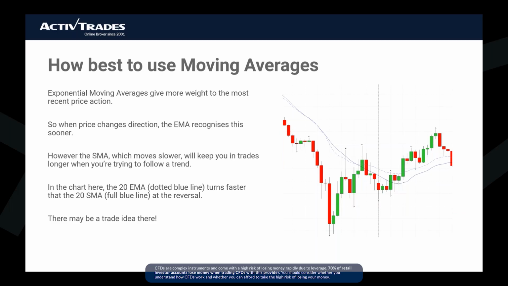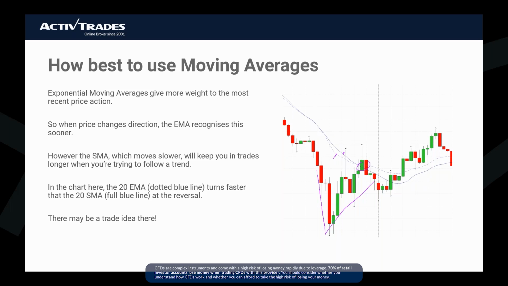All right. So in this simple chart here, I've got a 20 EMA on. Hopefully you can see that, which is the dotted blue line. That actually turns faster than the 20 simple moving average at the reversal point here. So let me just bring up the old drawing tool here, ladies and gentlemen. We've got a dotted blue 20 period and a straight blue simple moving average. And actually, as we can see, as price reverses, it turns faster. And for those of you who are excited, well, that might in itself be a trade idea there.